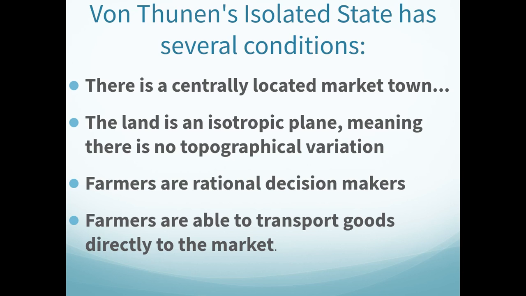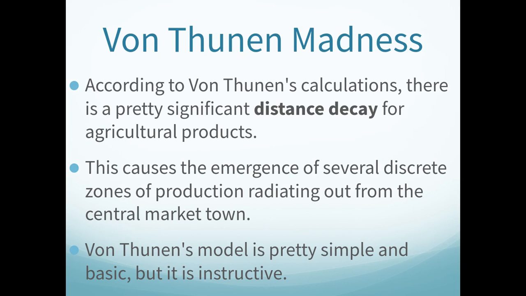Farmers are very rational decision makers. They're always going to make the best decisions, and farmers are going to be able to transport goods directly to the market. So there's no middleman, and the farmer gets all the profit for his crop.